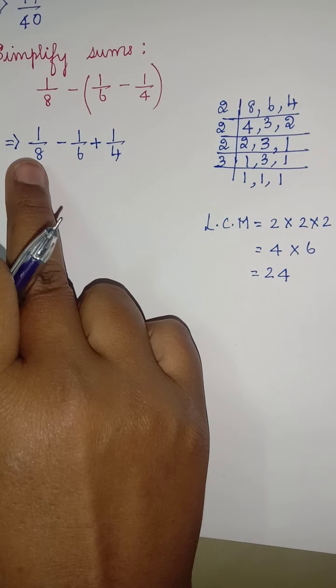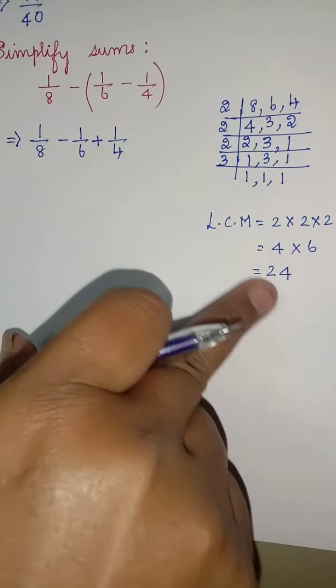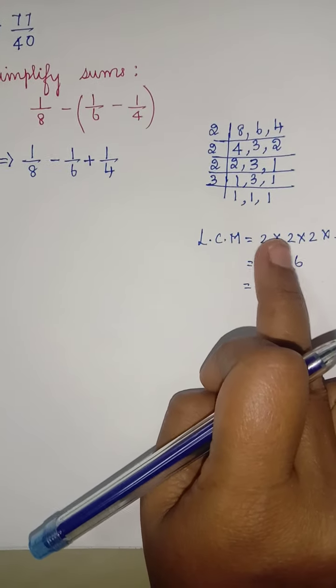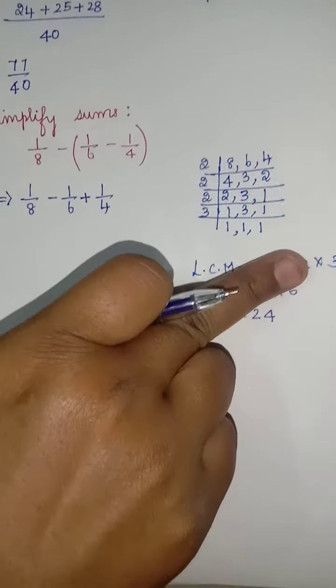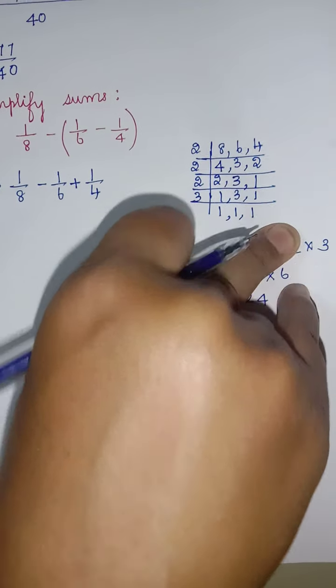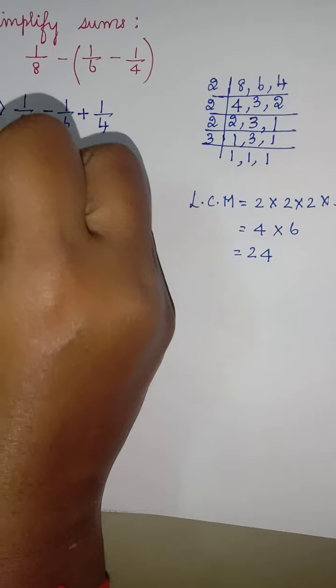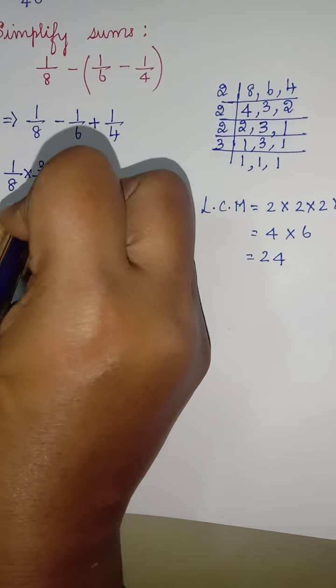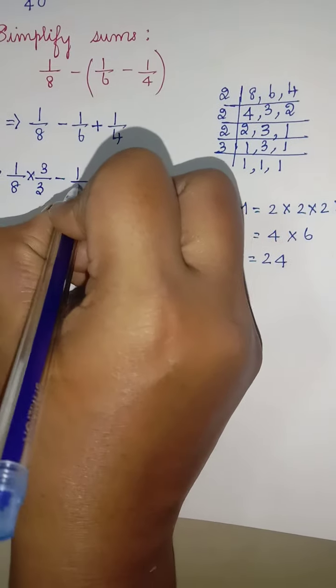So what number should I multiply with 8 to get 24? Here you see, 2 2s are 4, 4 2s are 8. So you just hide this 8. What is the remaining number? The remaining number is 3. So that is 1 by 8 into 3 by 3 minus 1 by 6.